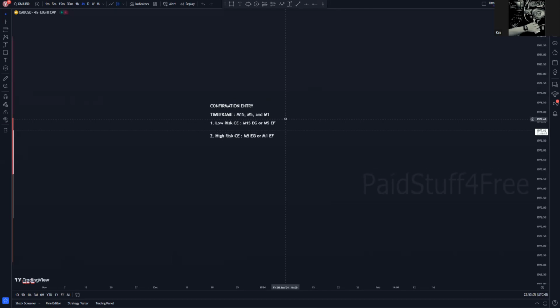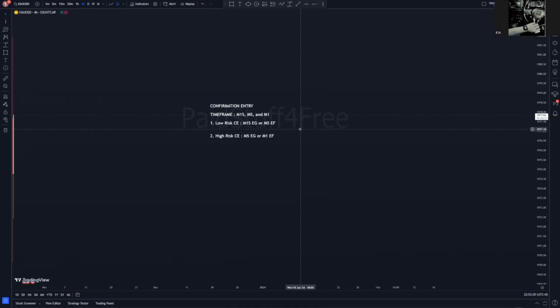So from my observation, for the first 4 months, I only used low risk confirmation entry on my trades, which is M15 EG or M5 EF. And you guys wanna know the win rate of mine, right? It was 85 to 87%, something like that. We can say 80% and above. All right, the win rate.